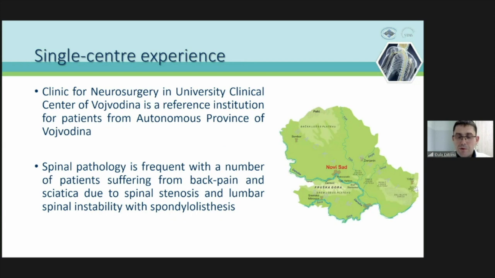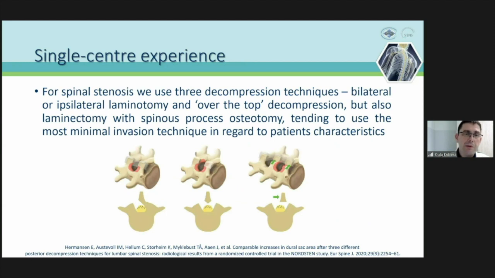The Clinic for Neurosurgery in the University Clinical Center of Vojvodina is a reference institution for patients from the Autonomous Province of Vojvodina. Spinal pathology is frequent in our clinic, with a number of patients suffering from back pain and sciatica due to spinal stenosis and lumbar spinal instability with spondylolisthesis.